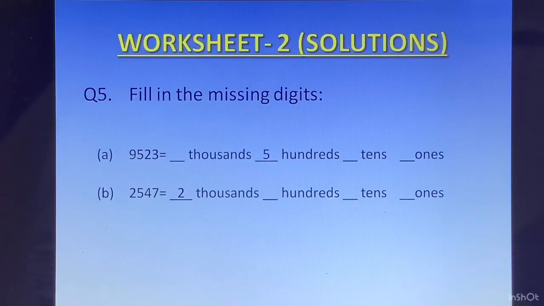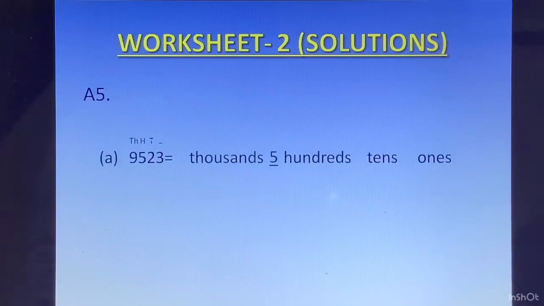A part 9523. Let me put the place values on top. Now, in ones place we have 3. So we'll write 3 there. Tens place we have 2. We'll write 2 tens. Hundreds is already entered. In thousands place we'll have 9. So we will write 9 thousands.